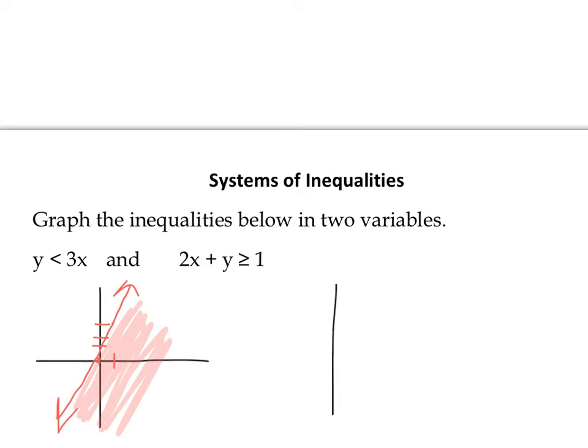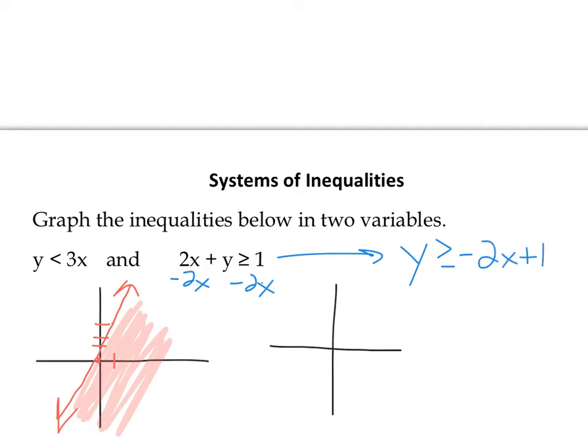If we look at that next inequality, the first thing we'd have to do is subtract the 2x on both sides, so that it would give us y is greater than or equal to negative 2x plus 1. So we have a y-intercept of 1, then we'd go down 1, 2, and over 1, and then we could draw our graph through those points and figure out where to shade. So again, this one we could test the point 0, 0.